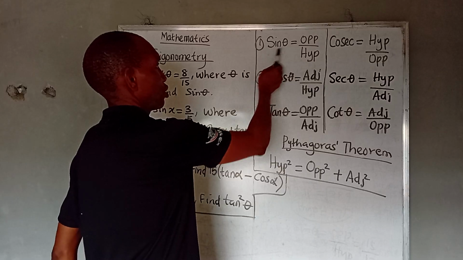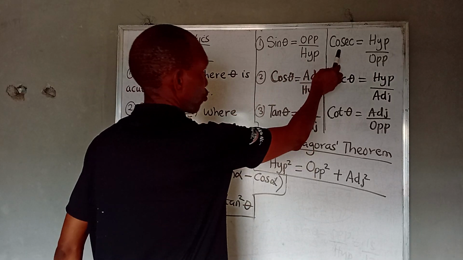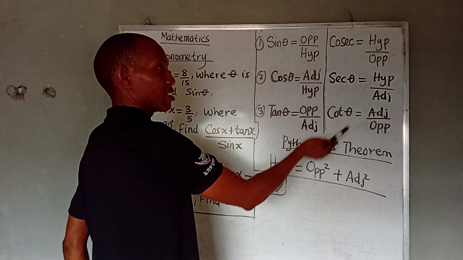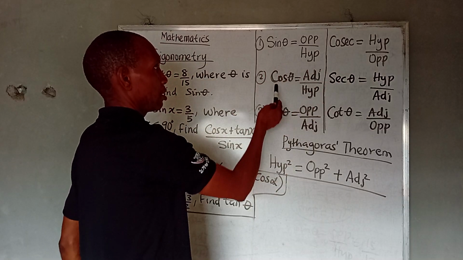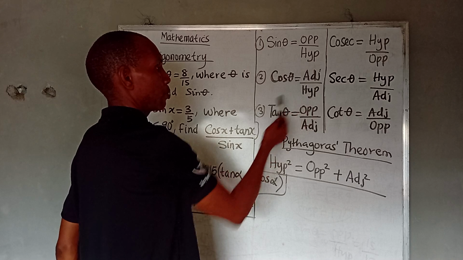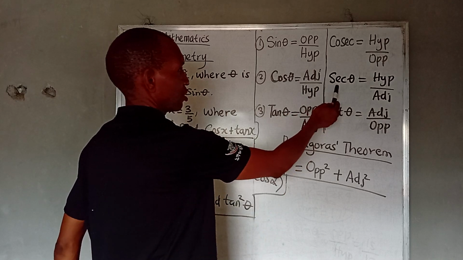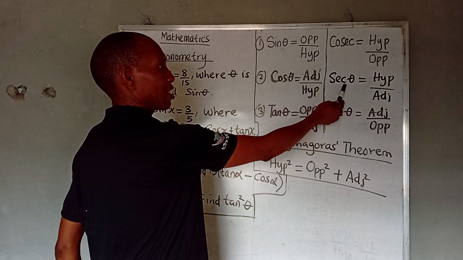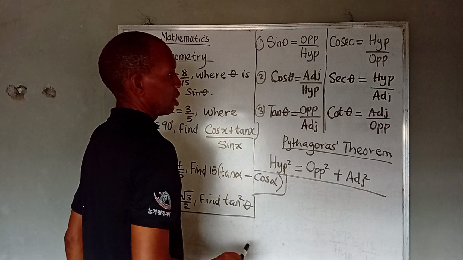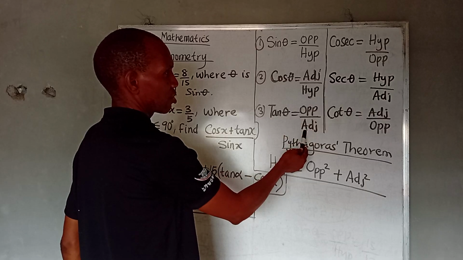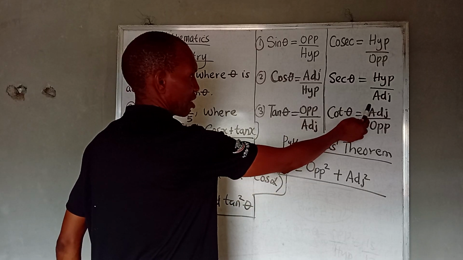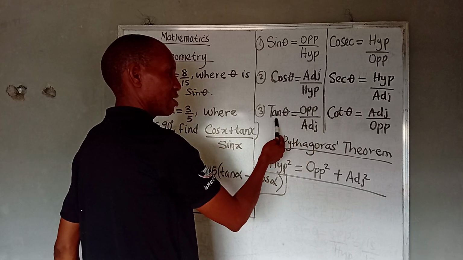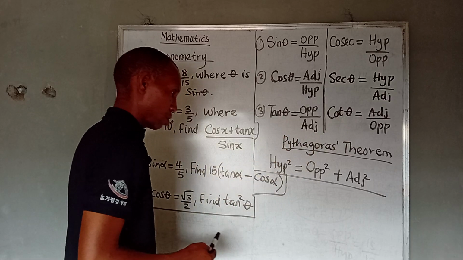Now we have sine theta as opposite over hypotenuse. Cosec theta is hypotenuse over opposite. You can see cosec is the reciprocal of sine. Then cos theta is adjacent over hypotenuse. And sec theta is hypotenuse over adjacent, meaning sec theta is the reciprocal of cos theta. Then tan theta is opposite over adjacent. Cot theta is adjacent over opposite. It also means that cot theta is the reciprocal of tan theta.